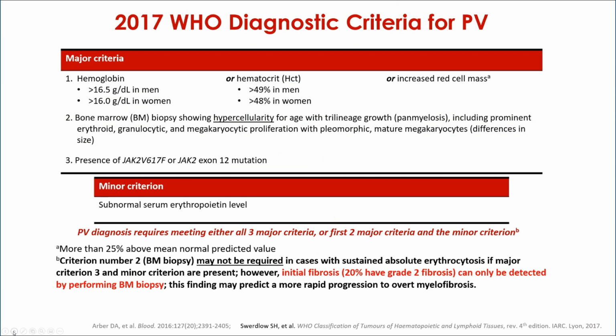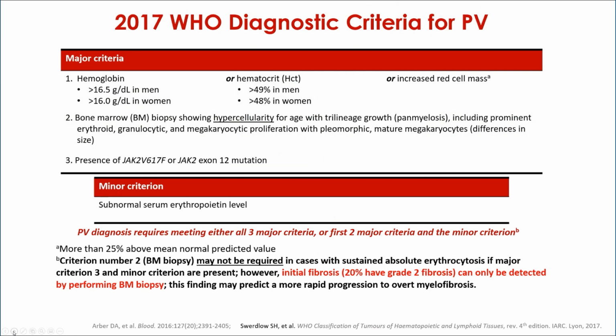A minor criterion in the middle of the slide would say elevated hemoglobin. It doesn't have to be super high, but it has to be accounted for in combination with a presence of a JAK2 or a JAK2 exon 12 mutation and the bone marrow hypercellularity for age with panmyelosis. The three together should be present, or first two major ones, the hemoglobin and the bone marrow, with the subnormal serum erythropoietin level, which is a common finding as well. This is how you make a diagnosis, not presence of one particular factor, but you have to combine it together.